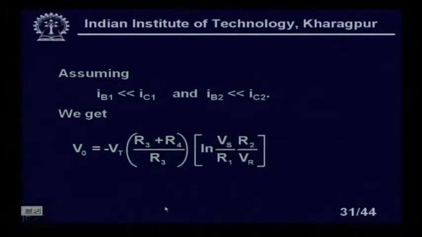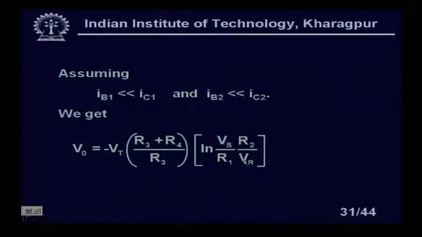We get V naught equal to minus V t times (R3 plus R4) by R3, times natural log of V s by (R1 into R2 by VR). So, obviously, you can see that if I assume R1, R2 and the reference voltage VR are all constant, the only variable here is V s, because V t is also constant for a particular room temperature. So, this output voltage is a logarithm of the voltage V s, which is applied at the input of the circuit.